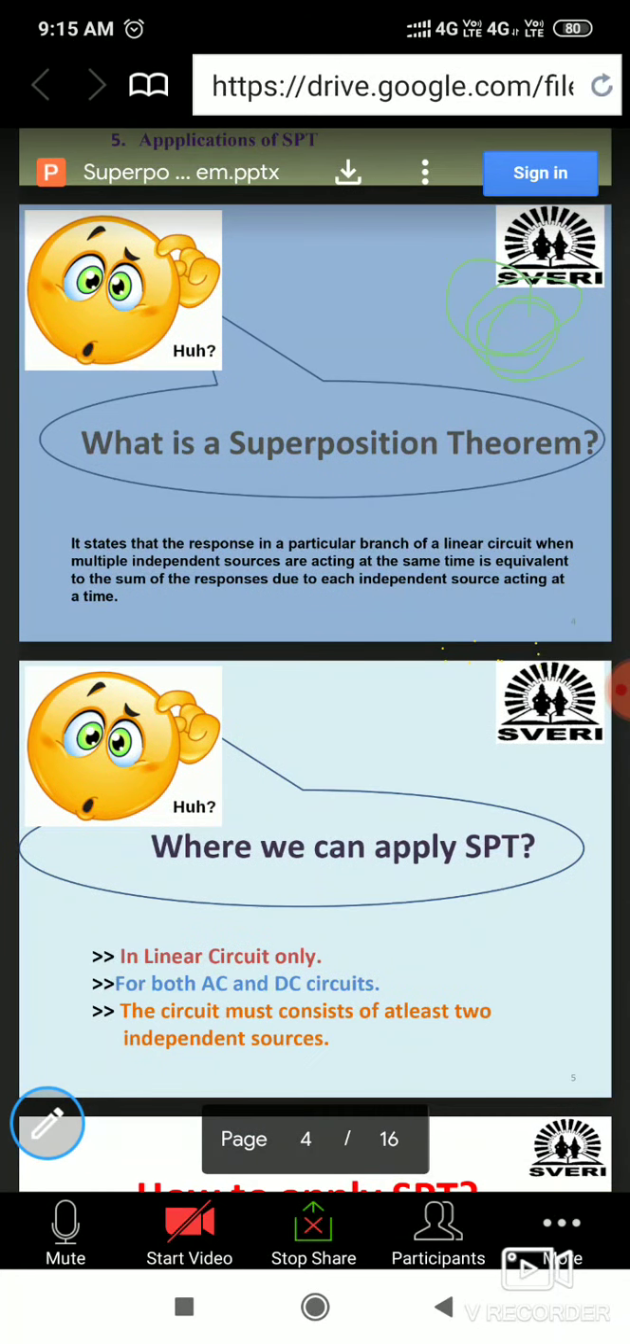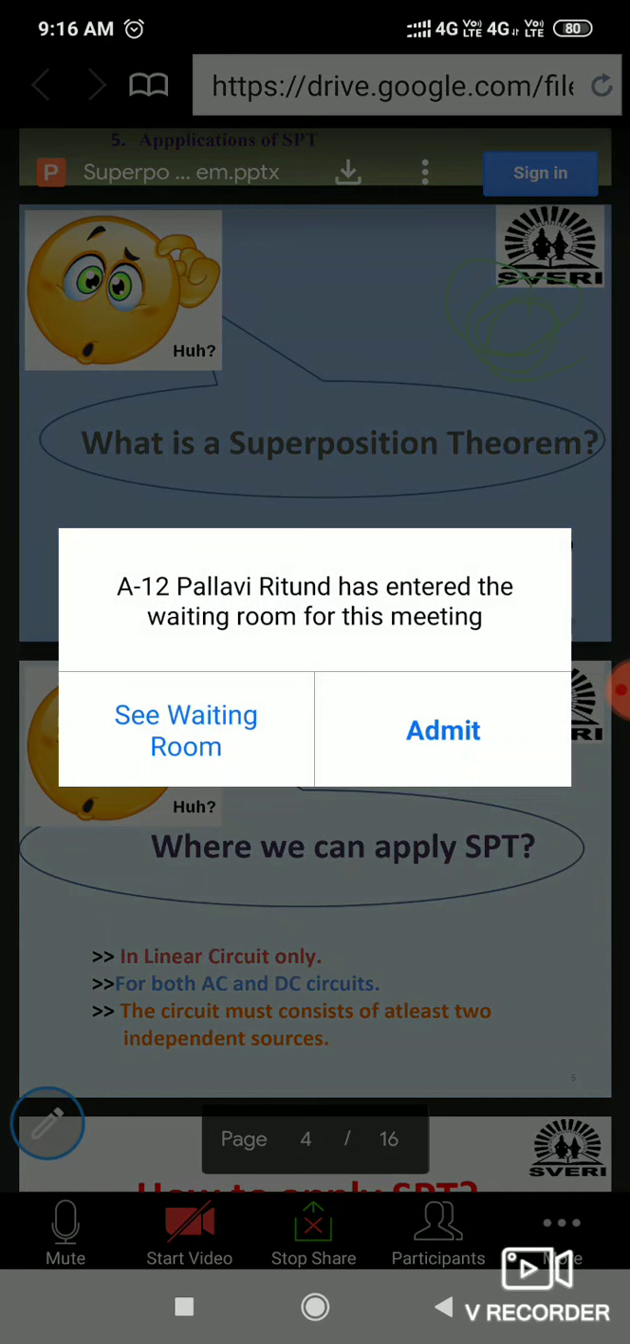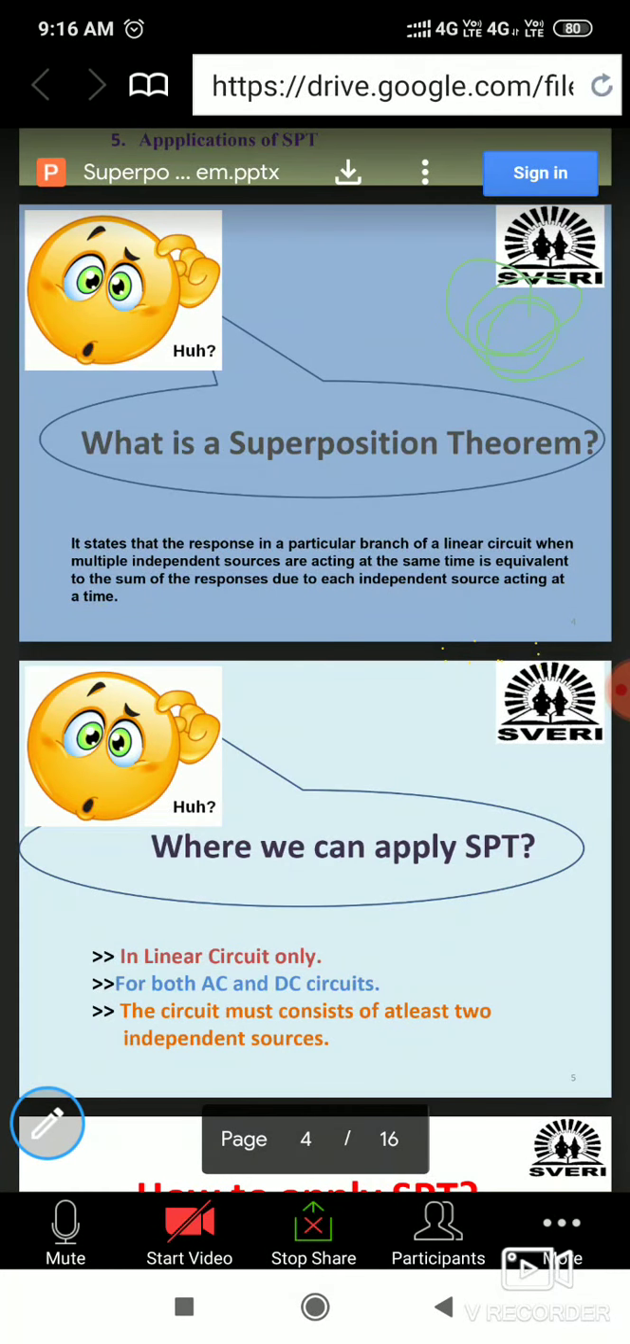So here, superposition theorem means what? It states that the response, which may be voltage across an element or current passing through an element, in a particular branch of a linear circuit when multiple independent sources are acting at the same time is equivalent to the sum of the responses due to each independent source acting at a time.